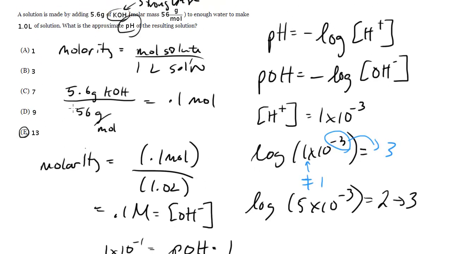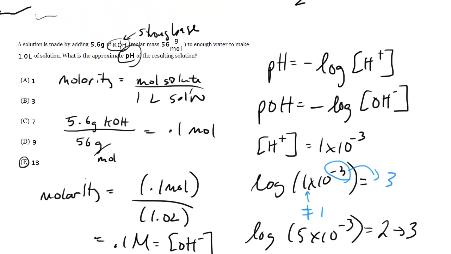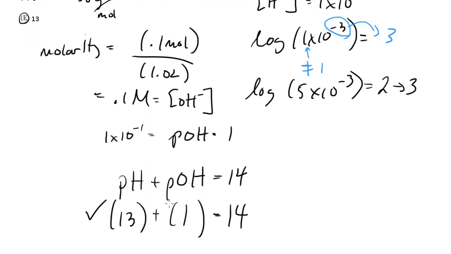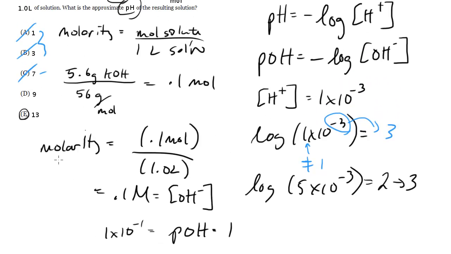So the answer is E. And that makes sense, right? We're putting a base, a very strong base, into solution. So there's no way right off the bat that we're going to have 1, 3, or 7. These are acidic. That's neutral. Doesn't make any sense. So really your decisions are between 9 and 13. And you can see that in this case, because the pOH is 1, the pH would have to be 13 by this relationship. And that makes sense because we've got a strong base.